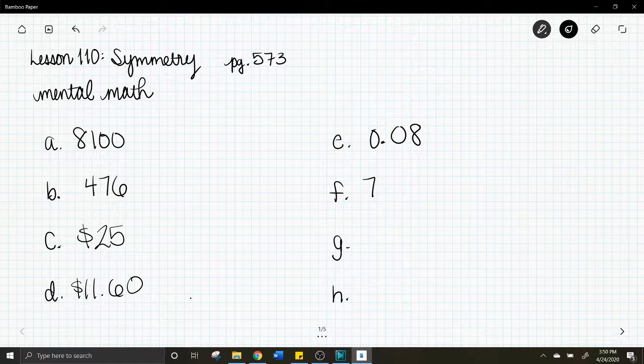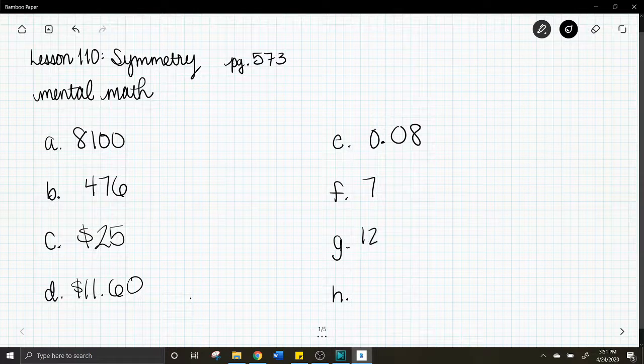Letter G, a circle has a diameter of 4 yards. What is the circumference of the circle? So use your mental math here. If the diameter is 4 yards, what is the circumference? It's 12.56 yards. Remember, circumference is pi times diameter. And usually we let pi represent 3.14.